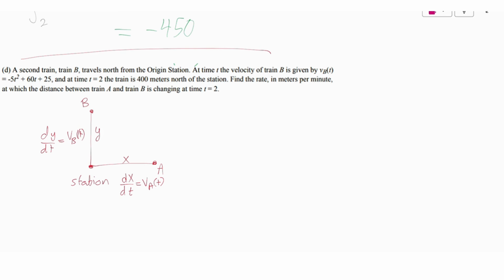Now the distance between the two trains, let's name it R, is changing because the two trains are moving. So r squared equals x squared plus y squared. Now we can differentiate both sides with respect to t. So 2r dr over dt equals 2x dx over dt plus 2y dy over dt. Cross out the 2s. We are looking for dr over dt, at the moment t equals 2.